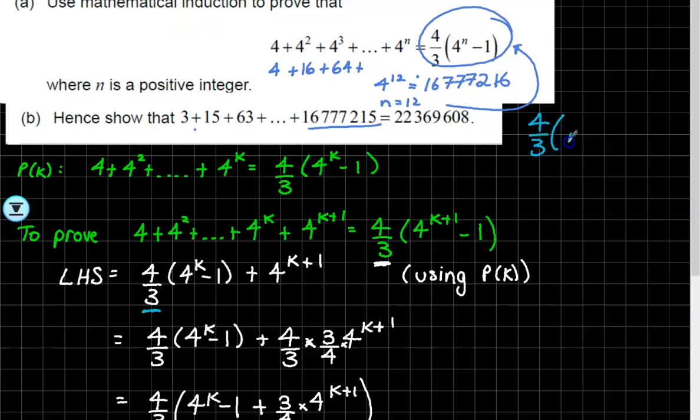It'll be 4/3, 4 to the 12, take 1. But then I have to take away 12 because how does this relate to this? This became this one. I took 1, I took 1, I took 1, all the way up. How many times did I take 1? 12 times. So take 12. Right? So it's not a massive, long-winded thing, but look and see your connections.